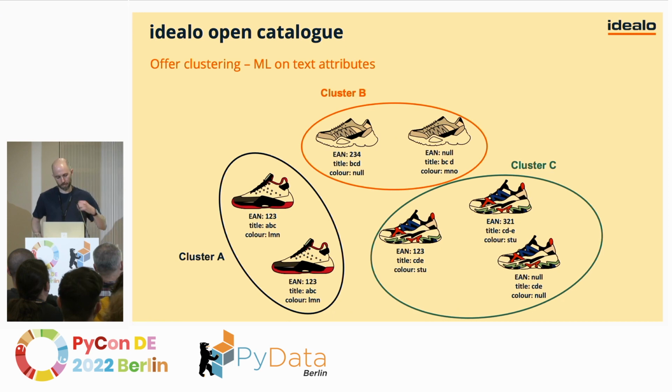The idea was to use machine learning on text attributes in the first iteration to make this clustering a bit smarter. We would use various text features like the title, like color. We have other attributes available, and also the ID number. And we would just try various machine learning approaches to make this clustering a bit smarter. This is the core idea and the core motivation of what we try to tackle.